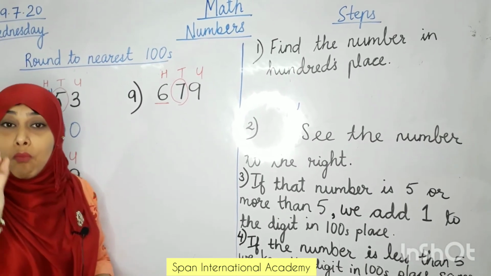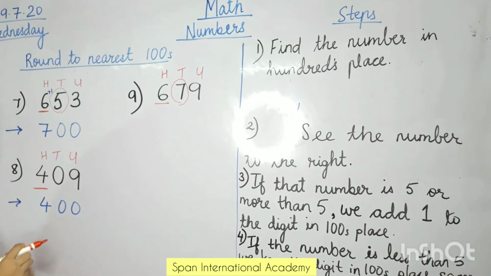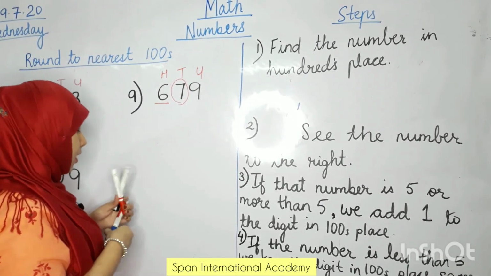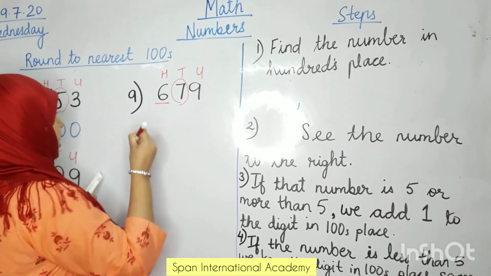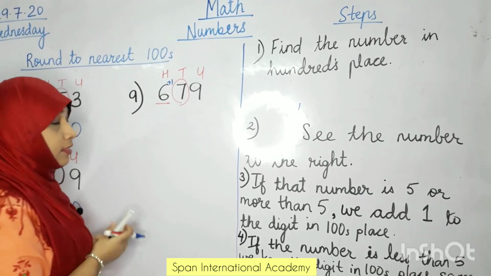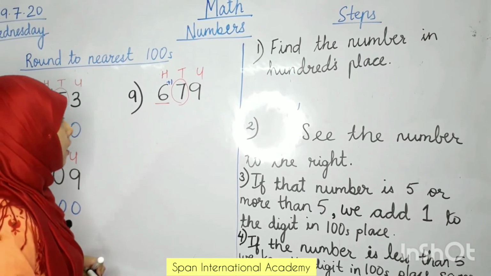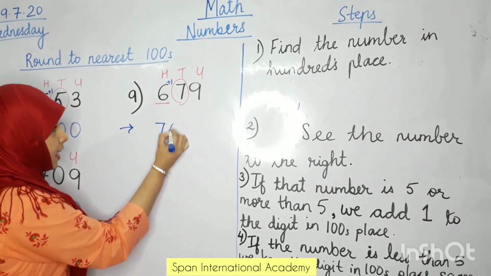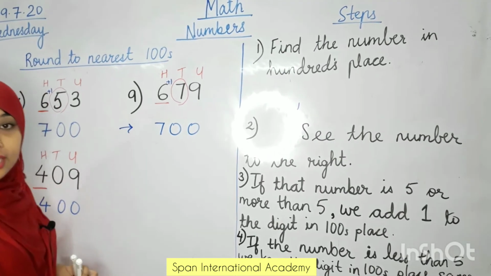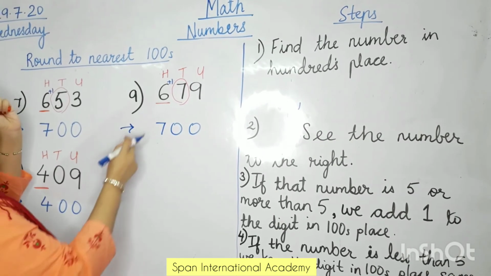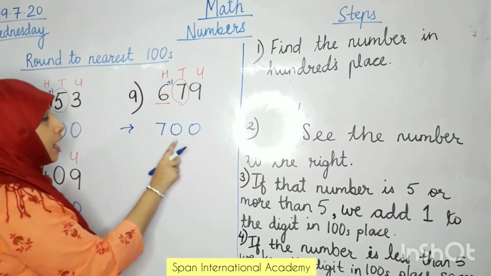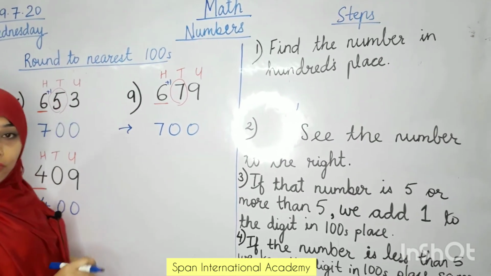7 is more than 5. So what do I do? I add 1 to the number in the hundreds place. And what answer do I get? I get the answer as 700. That means when we round 679 to the nearest hundreds, we get the answer as 700.